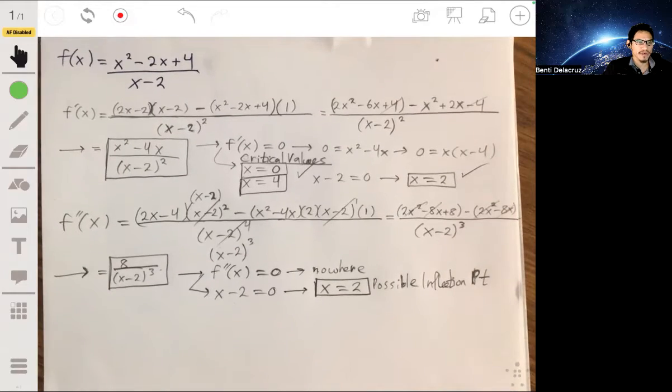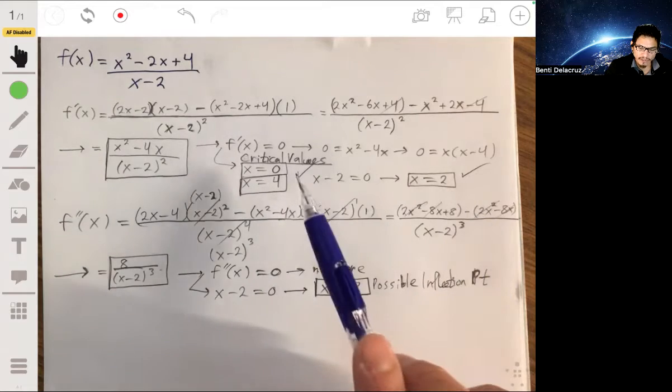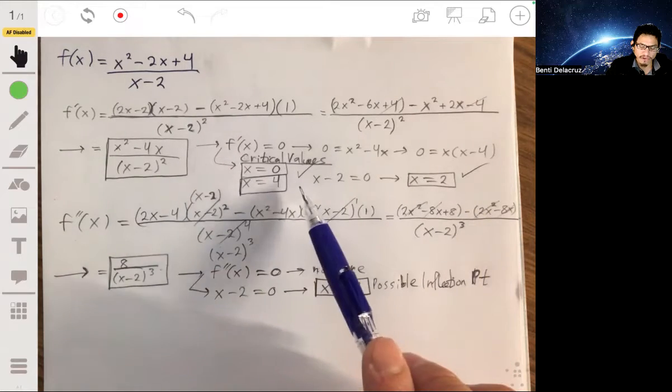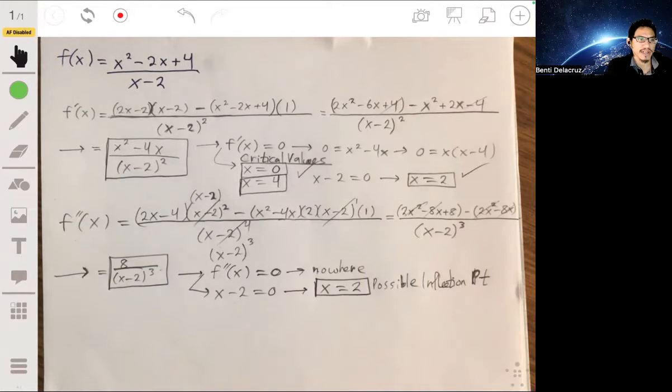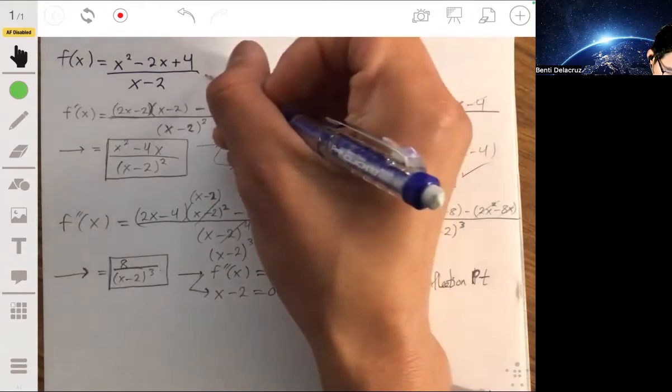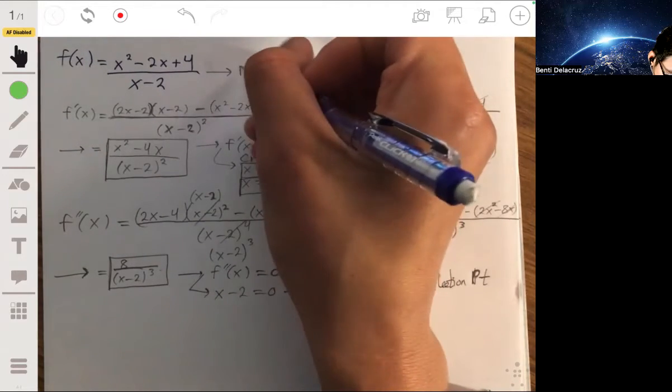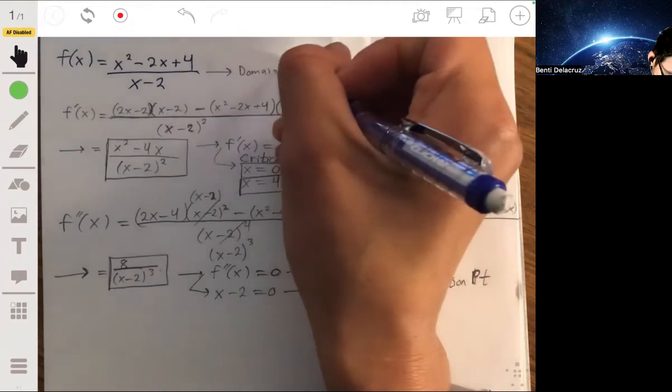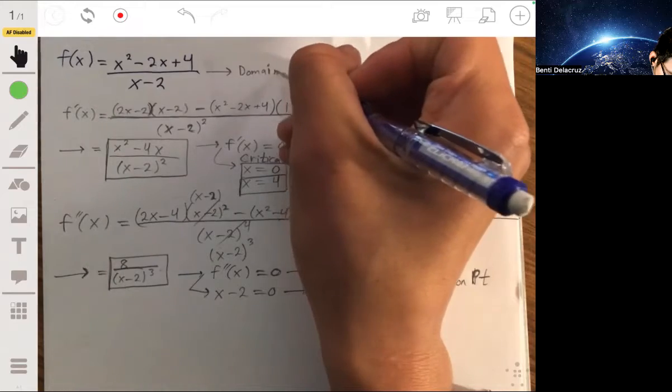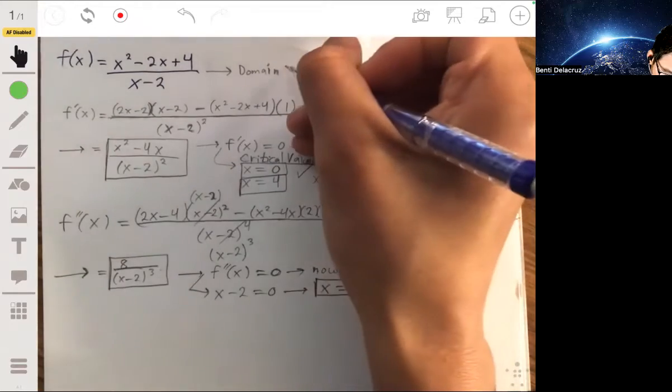Okay, so where do we go from here? Well, we want to see where we can test this function. We want to see where we can break up the intervals. So we know we're going to break up the intervals at the critical values, so at 0, 2, and 4, but also check for any points of discontinuity. So identify the domain of the function. I should usually do that first, but I'm so excited to get to calculus.